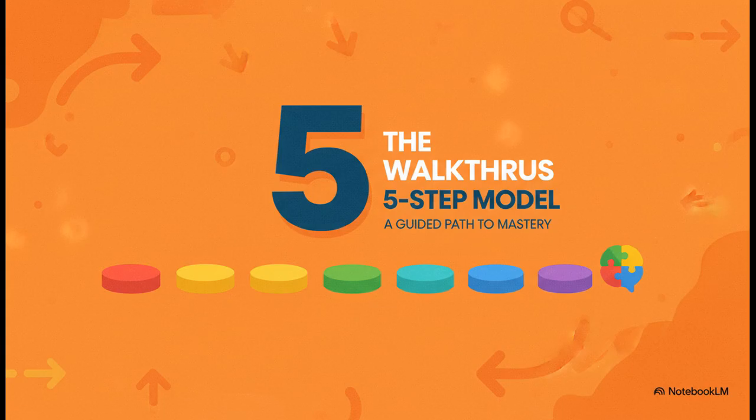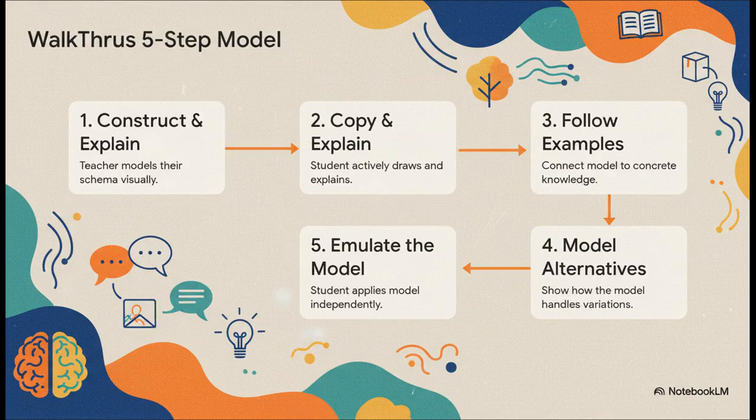Now, how do you actually deliver it in a way that uses dual coding effectively? For that, we can turn to the Walkthrus five-step model. Now, this is just brilliant. It moves the learner from being a passive couch potato to an active participant. It starts with the teacher drawing and explaining a diagram. But then, and this is the magic step, the student has to copy the diagram themselves and explain it back. That physical act of drawing and talking at the same time cements the idea in memory.